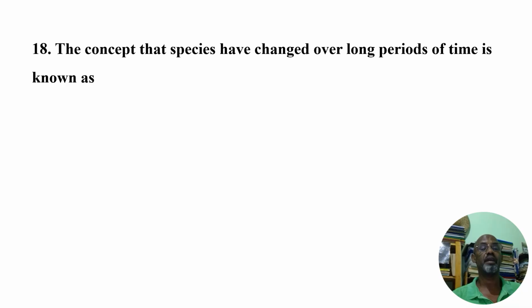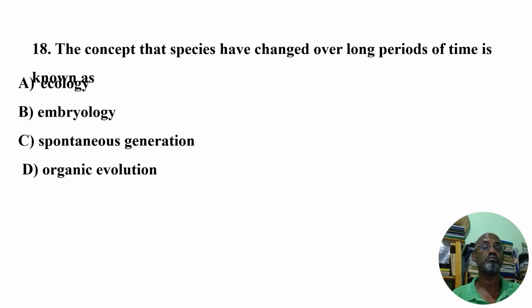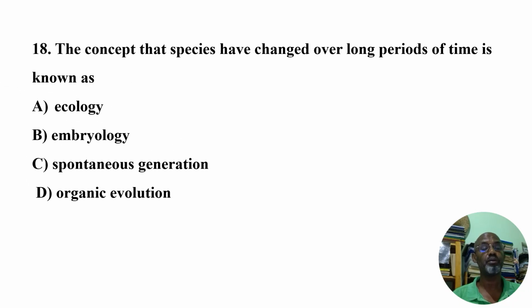Question number 18. The concept that species have changed over a long period of time is known as A. Ecology, B. Embryology, C. Spontaneous generation, D. Organic evolution. The concept that species have changed over long periods of time is organic evolution, of course.